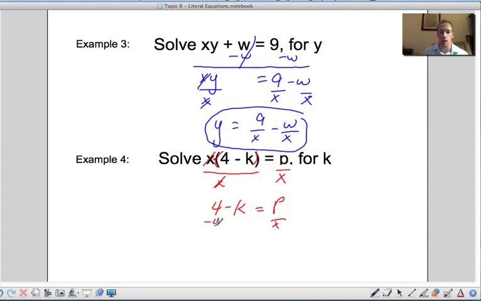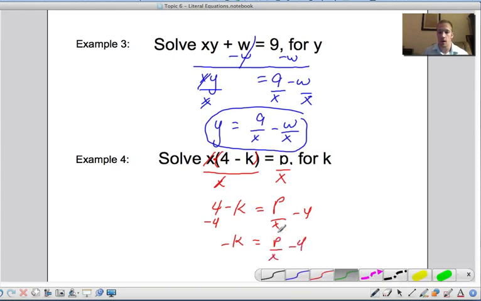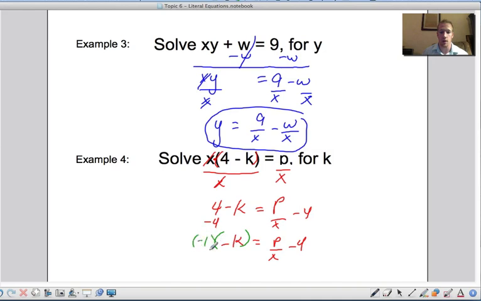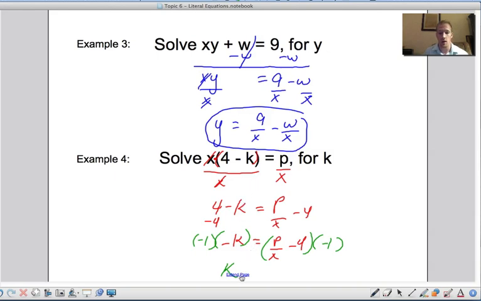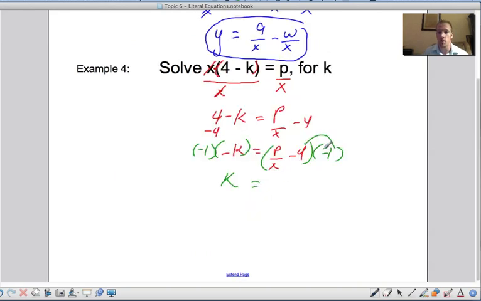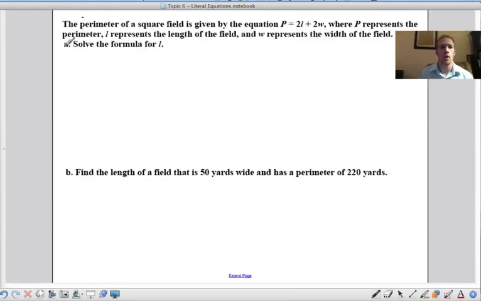And then I'm going to subtract my 4. And I get negative k equals p over x minus 4. I want a positive k, so I have to multiply this side by negative 1, which means I have to multiply this whole side by negative 1. Negative times negative is just a positive k. That's what we want. Then I have to distribute the negative 1 to simplify completely. So it's negative p over x plus 4. Negative times a positive is negative. Negative times a negative number is positive. And there we go.